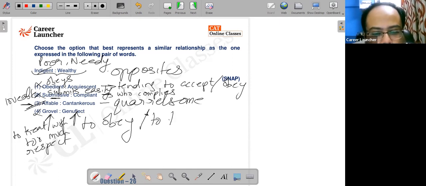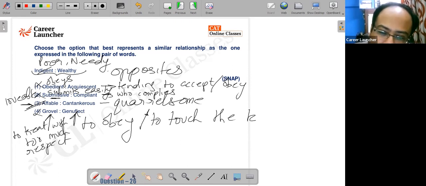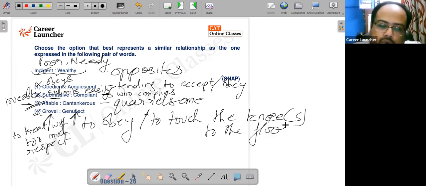To touch the knee or knees to the floor. Grovel also has a similar meaning, to lower oneself generally to the floor. So even in that context, these are similar words.